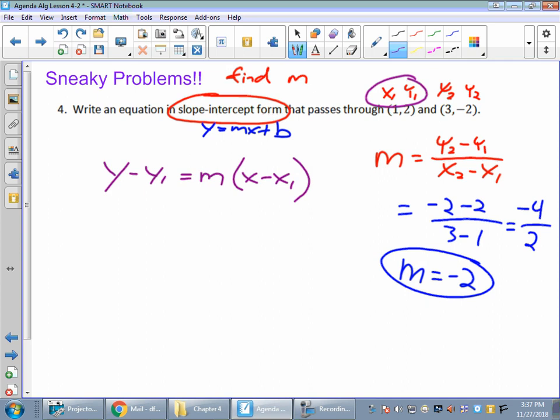I could actually use the other point, and you can always have your choice. Sometimes you just got to look at the numbers here and see which are the easiest to add or subtract or multiply. Some people like positives. And in this case, it's going to work out because we got 1 and 2. It's probably easier to deal with that than 3 and -2. But either way, I already labeled these x1, y1, so I'm going to use those points when we substitute them in. So my y value, it's going to end up being y minus 2, because I'm using that first point there. My m value, we already found the m is -2. And then I go x minus 1.